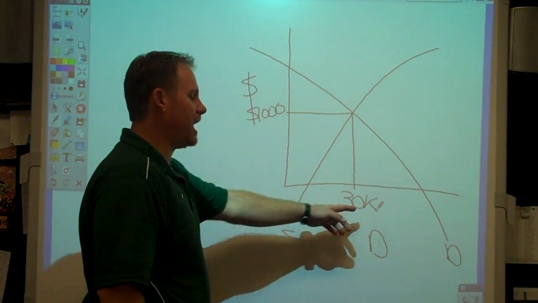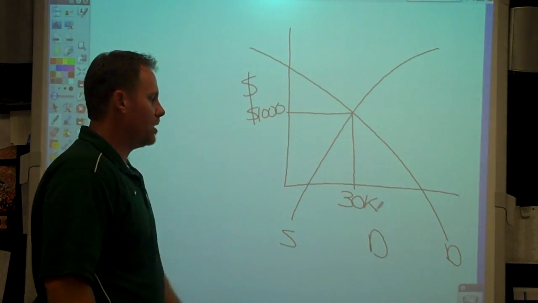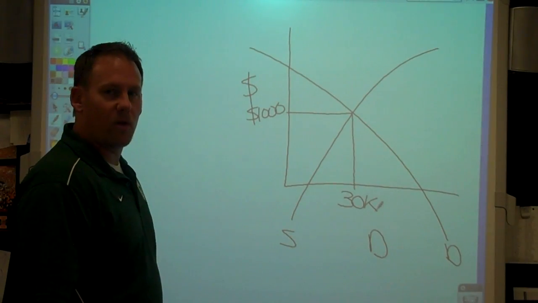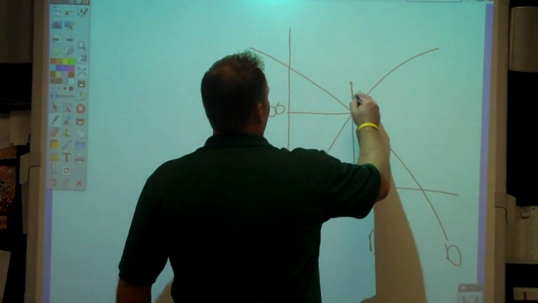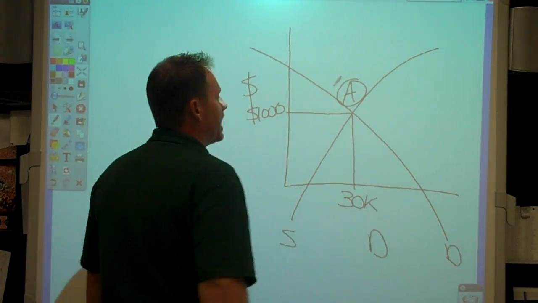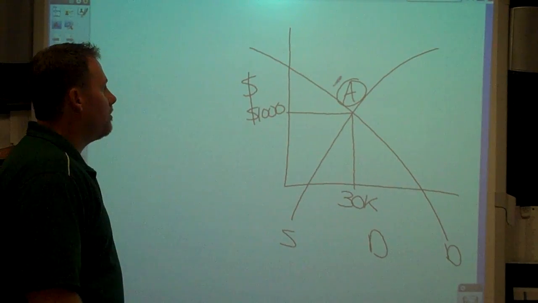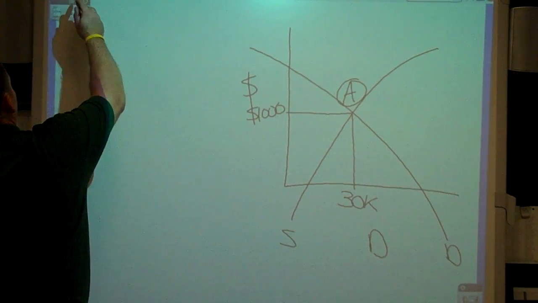there are 30K, K stands for 1,000, there are 30,000 people who are looking for apartments and have demand for an apartment at $1,000. Okay? So this is our equilibrium point here at point A. Okay? Pretty standard graph, okay? But what happens when Uncle Sam starts to get involved?